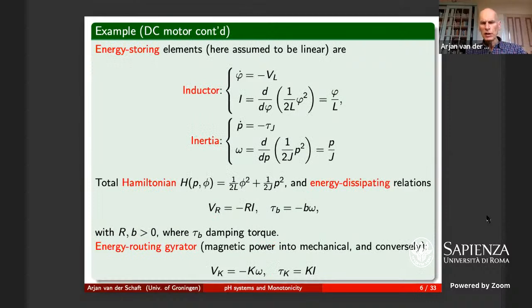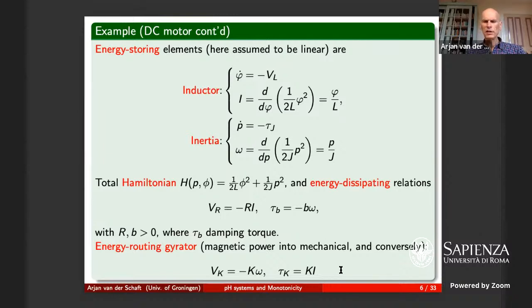And then we just write down the equations for all the elements. And here I take the simple case that all the elements are linear, but you can also do this for the nonlinear case. So we have the inductor and the inertia. So these are basically integrators corresponding to an energy storage. And in fact, if we sum the two terms, then we get the total Hamiltonian. And then we have the energy dissipation, which is being specified like this in the linear case.